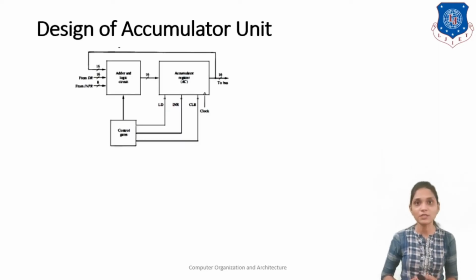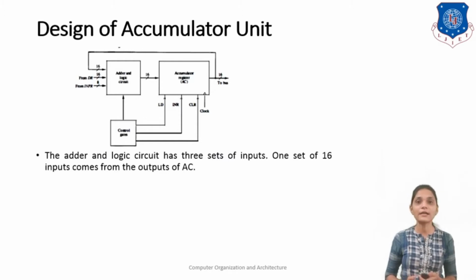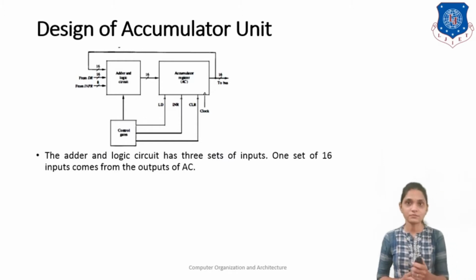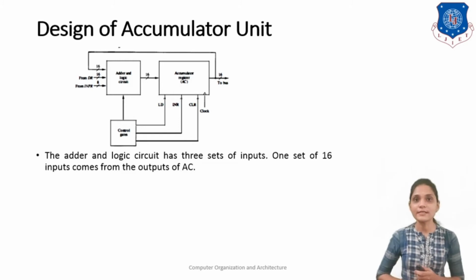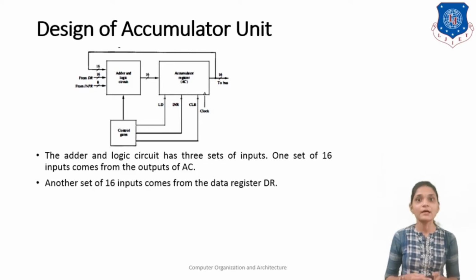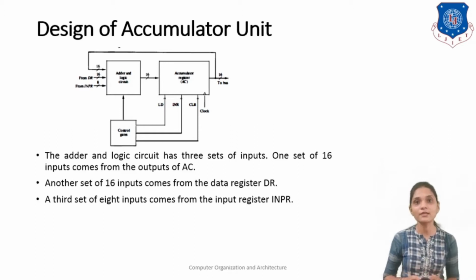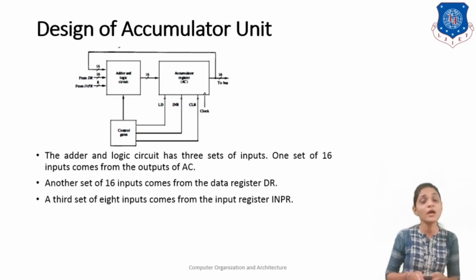This is the accumulator unit. It can have the adder. The adder and logic circuit has three sets of input. One set is a 16-bit input from the output of the accumulator. Another set is a 16-bit input that comes from the data register, and the third set is an 8-bit input that comes from the input register INPR. And these three inputs are processed in this adder and logic circuit, and then output is generated, and that is going to be stored into the accumulator.